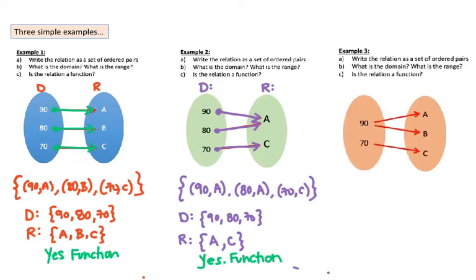Okay, let's look at a third and final example. This time with my grading. Here's the domain. Here's the grades that people got. And here's the range, the letters that I gave. Okay, so write the relation.